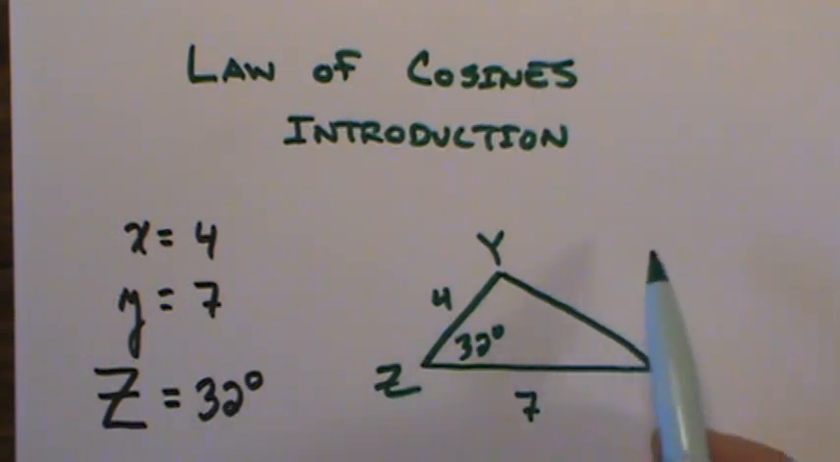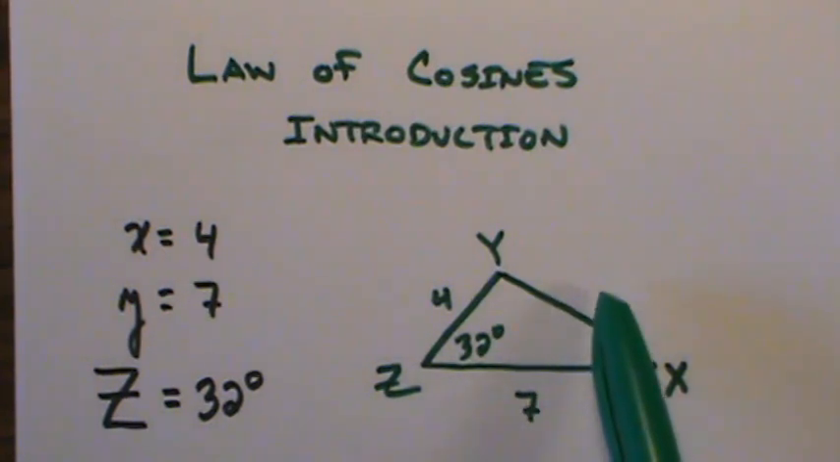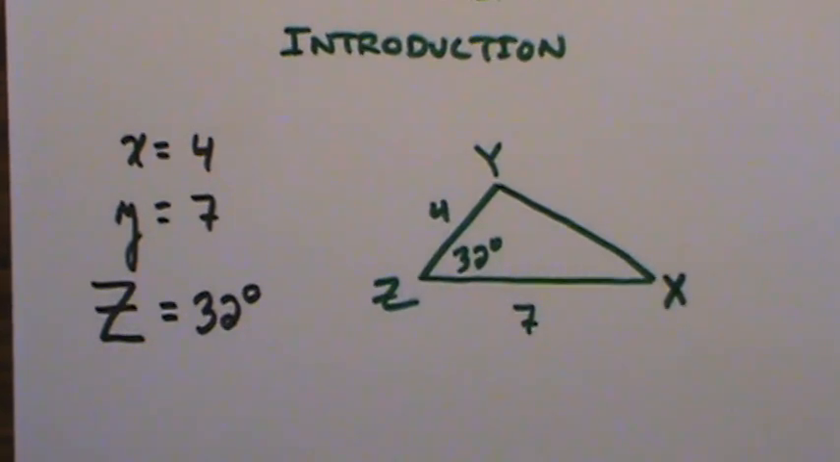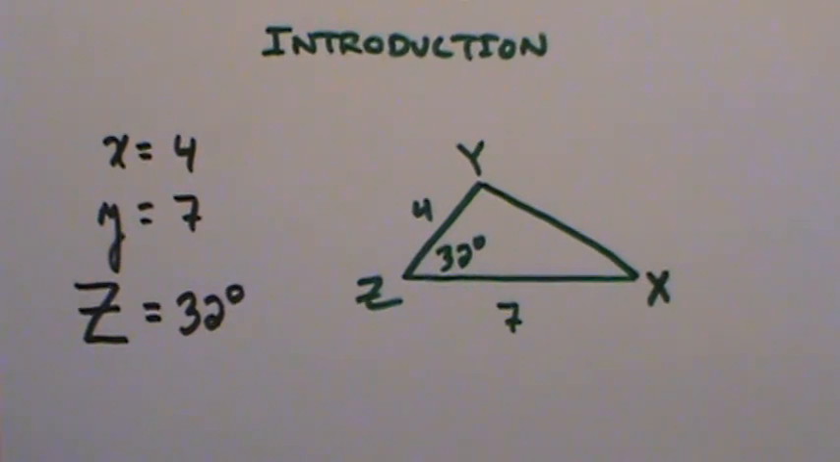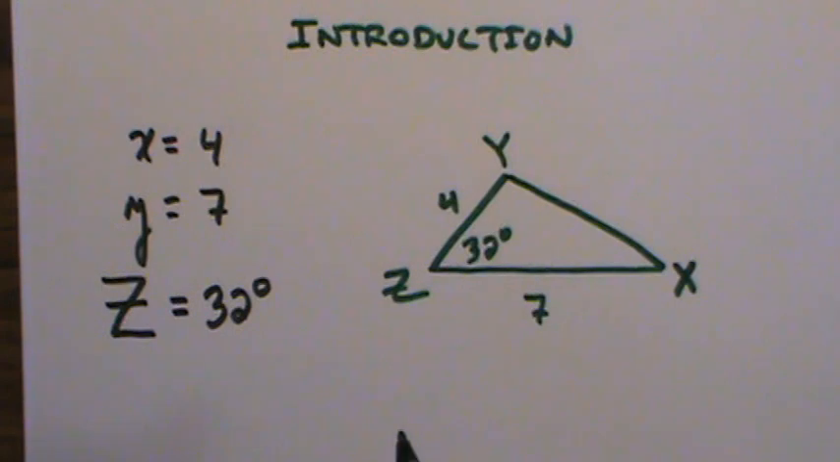I'm trying to figure out what this other side would be. I can't use the law of sines because I at least need an angle and its respective side to use law of sines. And so I can't use that for my starting point here. So law of cosines is what we would use. The formula is very much like the Pythagorean theorem with a slight variation. And so I'm going to write it and I'll explain how to do this.